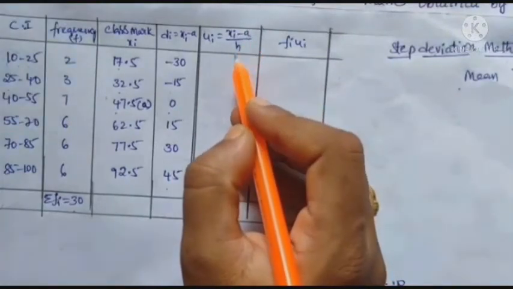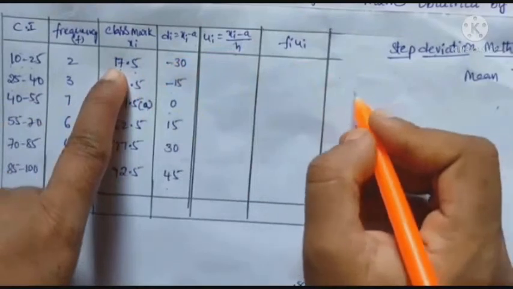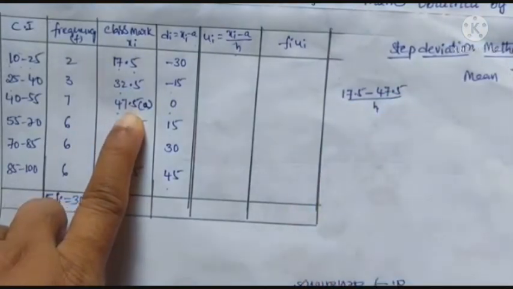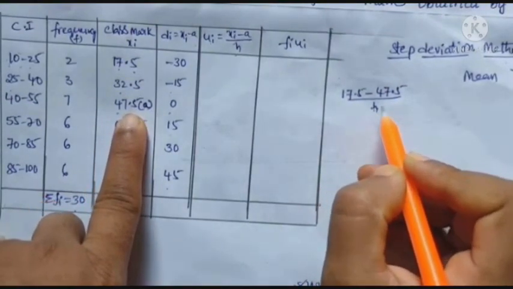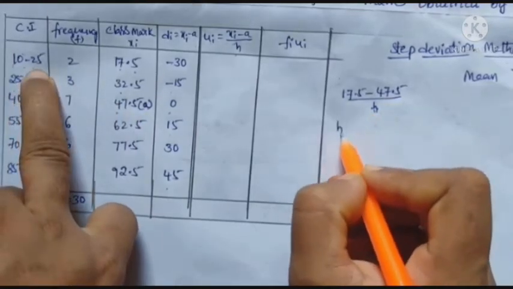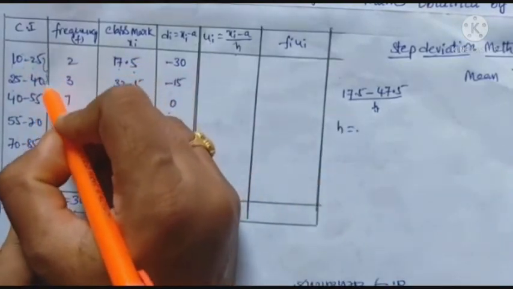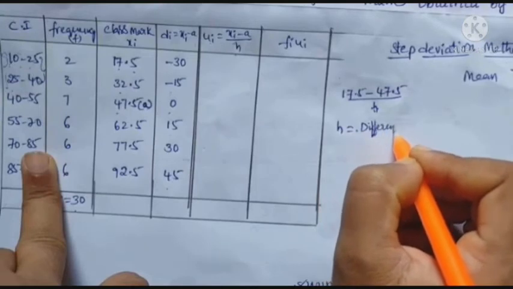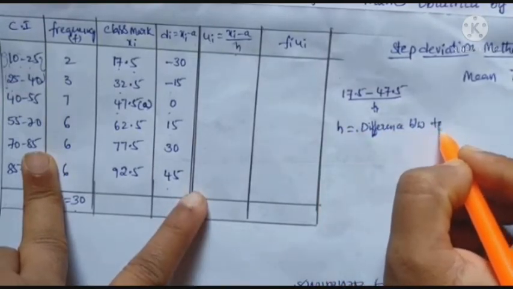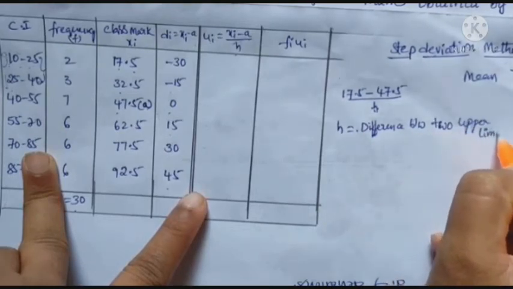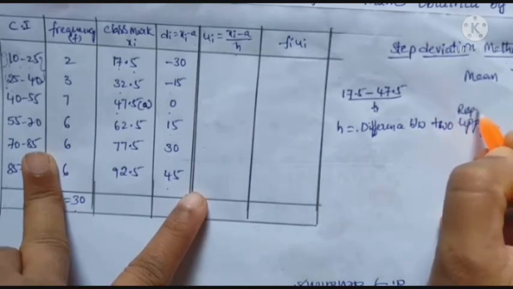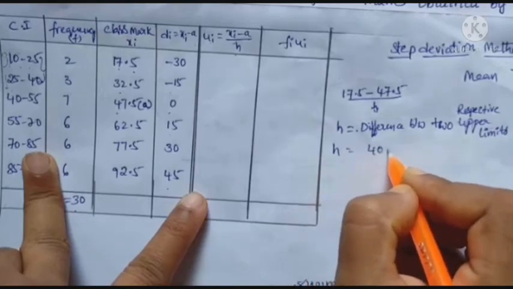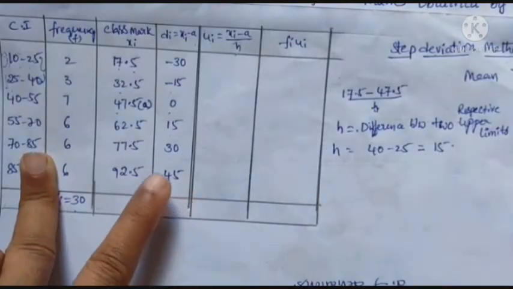Ui means xi minus a by h. Xi 17.5 minus a value 47.5 by h. Here h is the class size. What is the class size? Class size h is equal to the difference between two consecutive upper limits or lower limits. So h is equal to 40 minus 25, which is 15. So here the class size is 15.